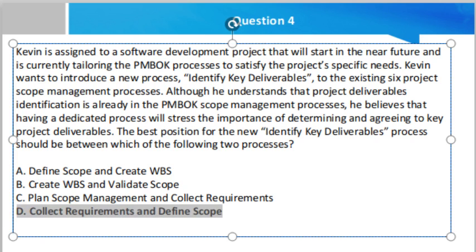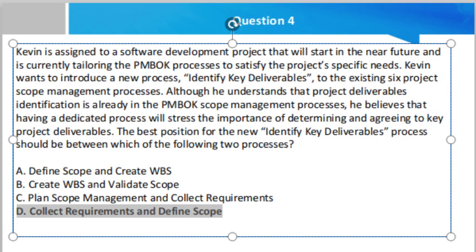Why is it the right answer? The reason is, friend, the identification of the key project deliverables can only be done once the project requirements are collected, analyzed and documented. This is done during the Collect Requirements process. Further, the key project deliverables are documented in the project scope statement, which is an output of the Define Scope process. The best position of the newly proposed Identify Key Deliverables process should be between the Collect Requirements and Define Scope processes.